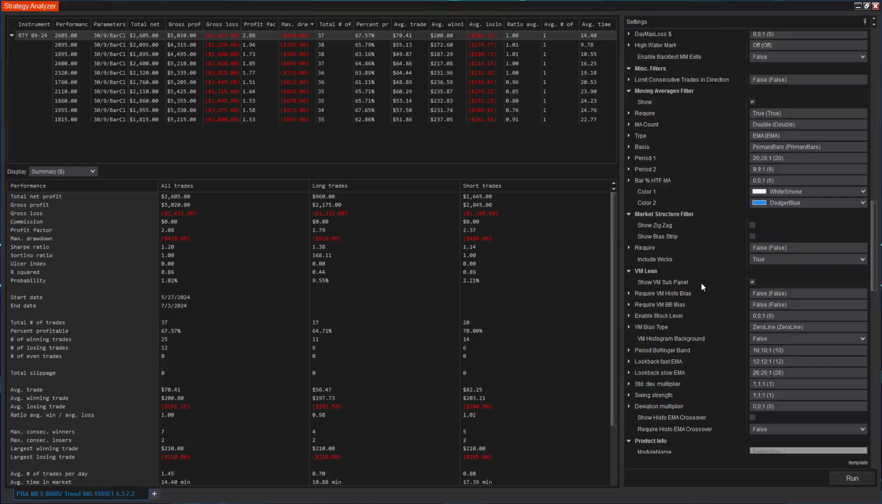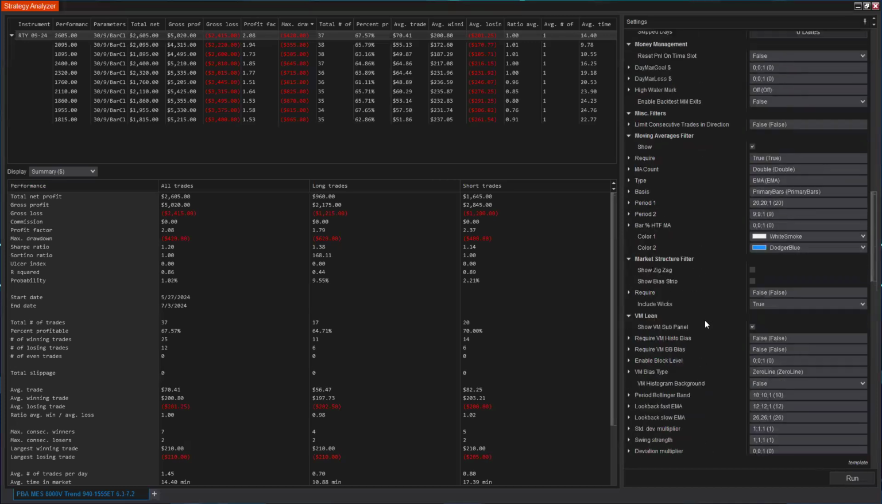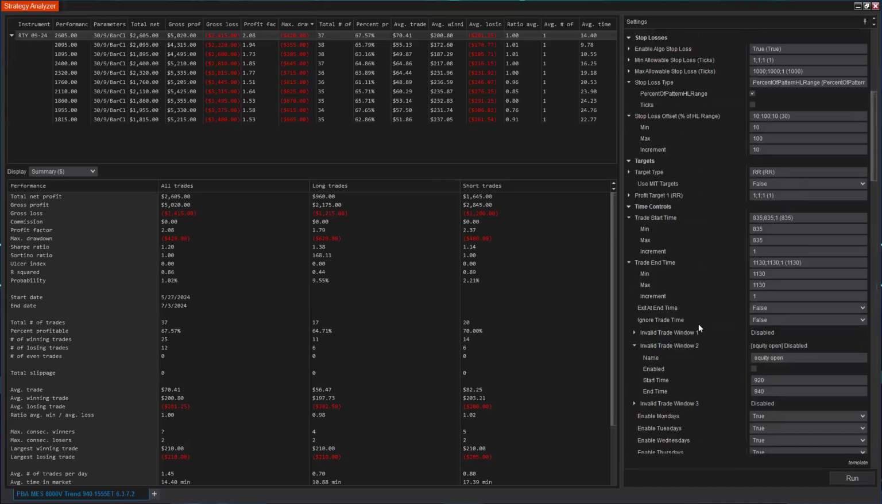So now we have our answer. We know that 30 was the best for the range. So can we get it even more dialed in? Yes, we certainly can. So what we're going to do now is go 25 to 35, but we're going to go by ones instead of by twos. My assumption is I'm going to get the same number, but I don't know that.